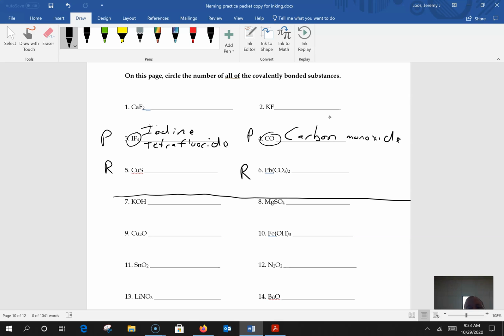And then maybe I name both the ones where we have Roman numerals. So this is copper, so the sulfur is -2. So that means that this copper has to be +2 to balance out that -2. So that's copper(II) sulfide here.